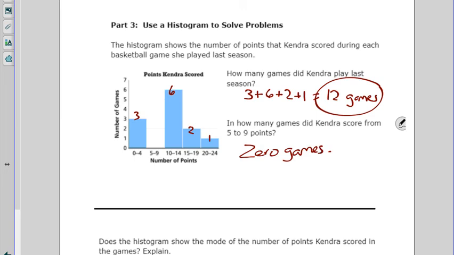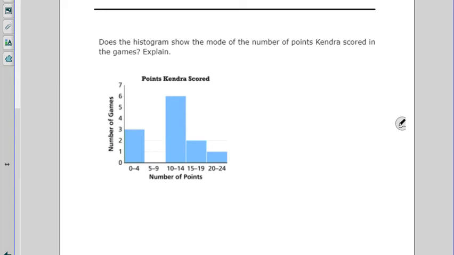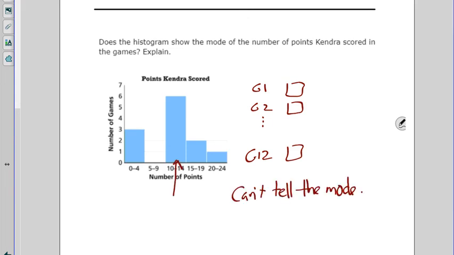I can tell because here's the 5 to 9, and there's no bar there. So here's the histogram again. It says, does the histogram show the mode of the number of points she scored in each of the games? Remember, the mode would be the score that she got most often. So you would need to know all 12 scores, game 1, game 2, all the way to game 12. You'd have to know how many points she scored in each game to know which score occurred most often. And we don't have individual values here to go on. We can't tell the actual score that was the mode.